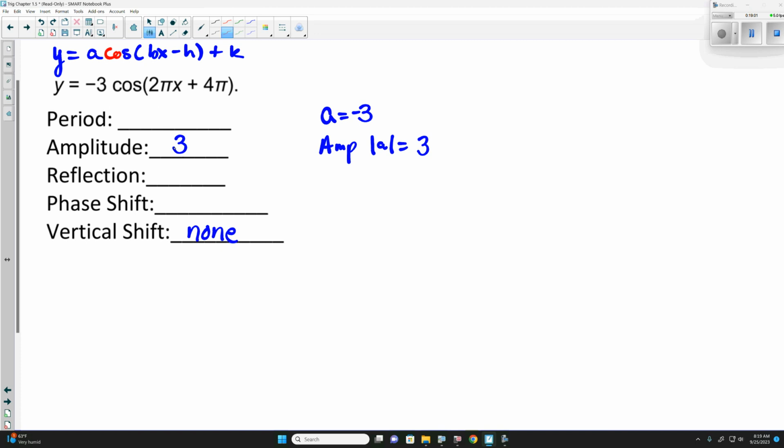So it asks for reflection. This time we do have y equals -3. So we can say, yes, there's one across the x-axis. There's not one across the y-axis because the value of b is positive, so we don't have a reflection across the y-axis, but we do have one across the x-axis.